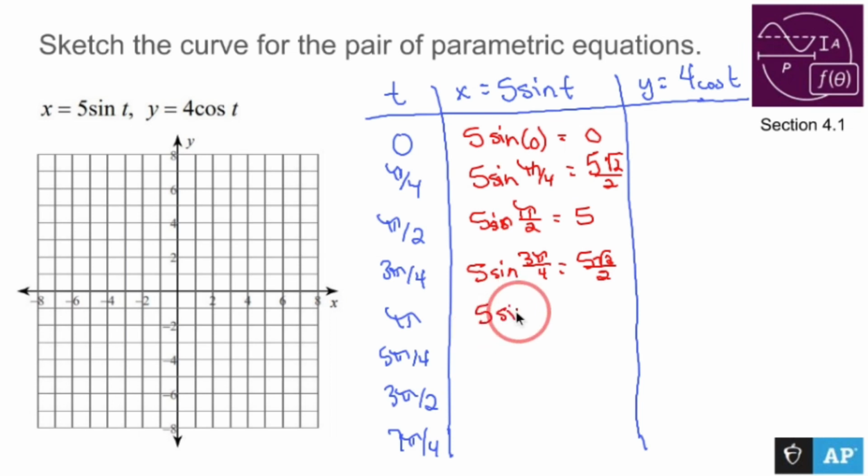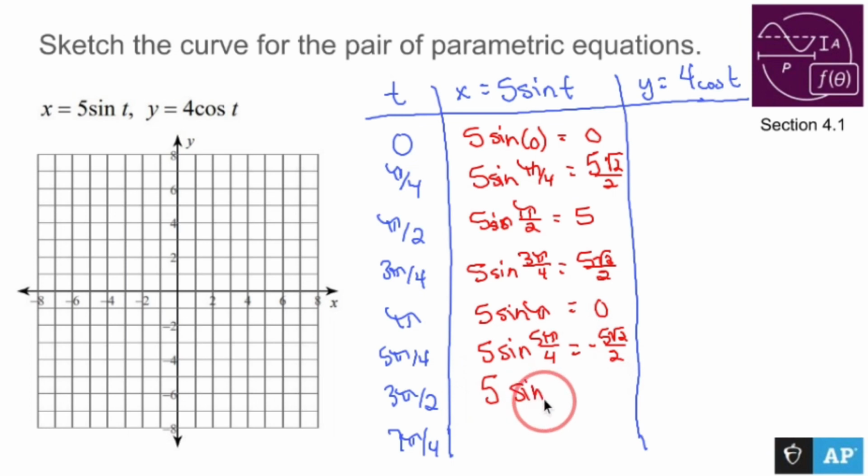5 sine pi is 0. 5 sine 5 pi over 4, that's negative root 2 over 2, so negative 5 root 2 over 2. 5 sine 3 pi over 2 is negative 1, so negative 5. And then last but not least, 5 sine 7 pi over 4 is going to be negative 5 root 2 over 2.